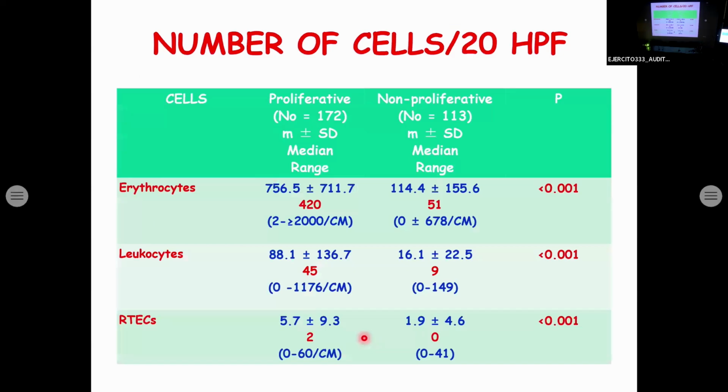And now we go to the numbers of cells. Erythrocytes, leukocytes, and renal tubular cells were significantly more numerous in proliferative glomerular diseases than in non-proliferative ones. These are the median numbers for each category. To notice that for all the cells, both in proliferative and non-proliferative glomerular diseases, there are very large standard deviations.